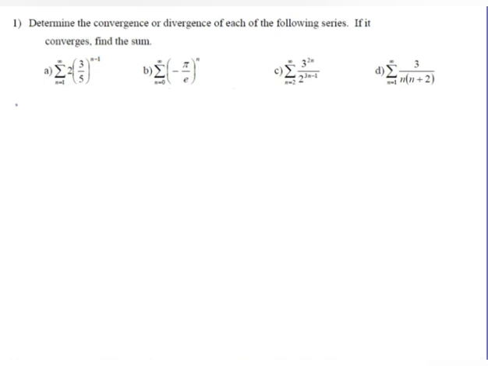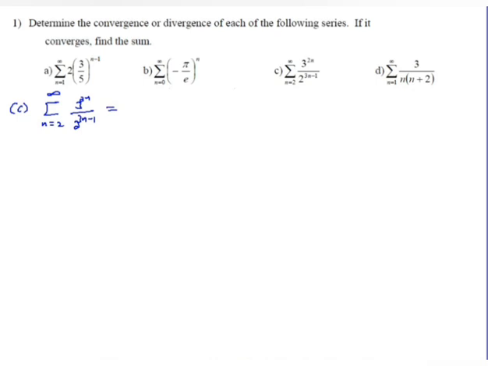Okay, now let's see the C part. In C, the series is the sum for n starting from 2 up to infinity of 3 to the power of 2n over 2 to the power of 3n minus 1. This is the series.